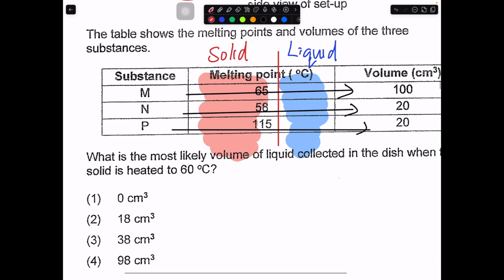In this case, 60 is smaller than 65, so it should be here, because this is a number line. The numbers over here should be smaller and the numbers here should be larger. So at 60, M will be a solid. For N at 60 degrees it should be here, so N will be a liquid. At 60 degrees P will be a solid. So the only thing that will flow out into the dish will be liquid material N.